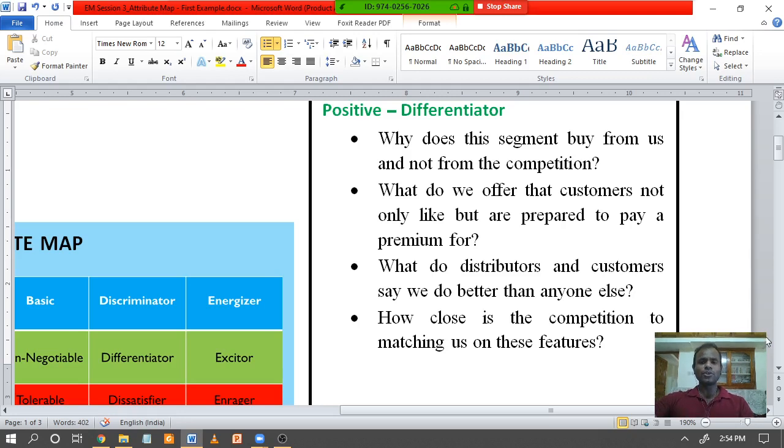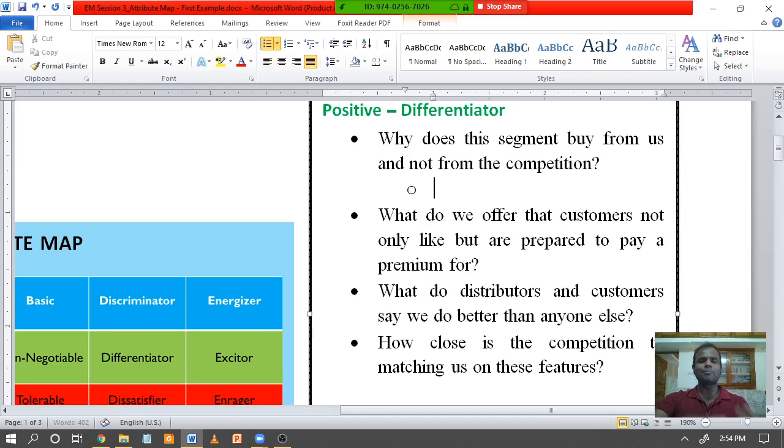Now, what is the differentiator? When you take our university for example, why should somebody come to our university and study? What makes them choose us? Why does this segment buy from us and not from the competition? Yes. Now let me ask you one question before that. Who is the customer for Karni University?